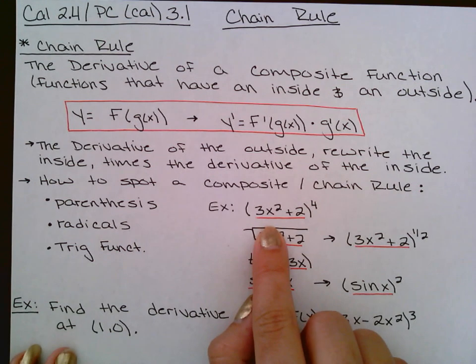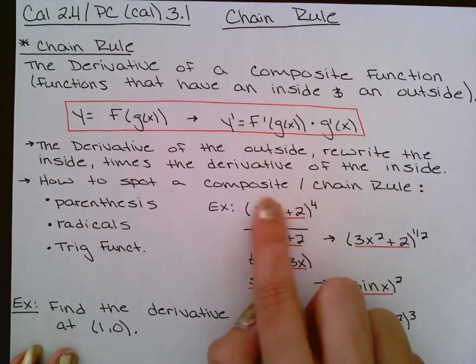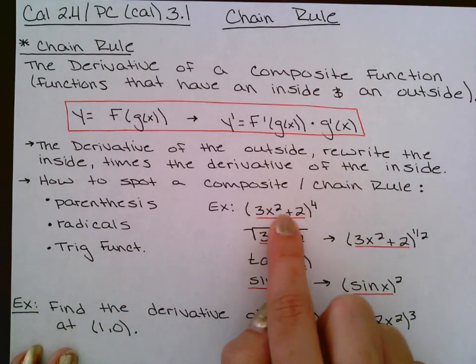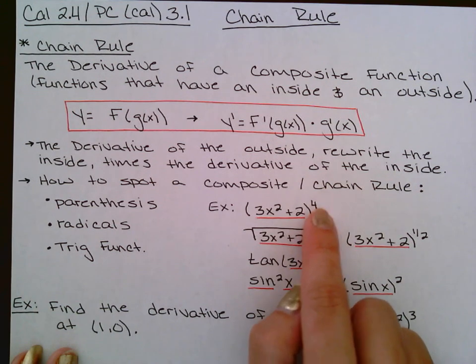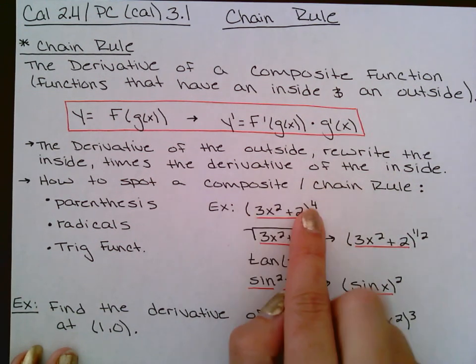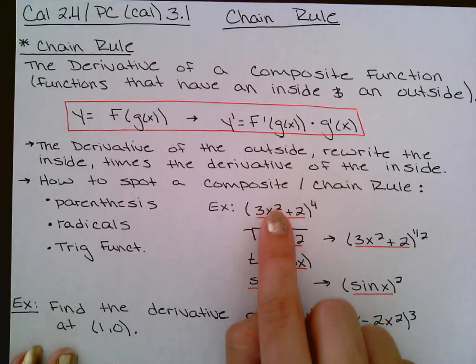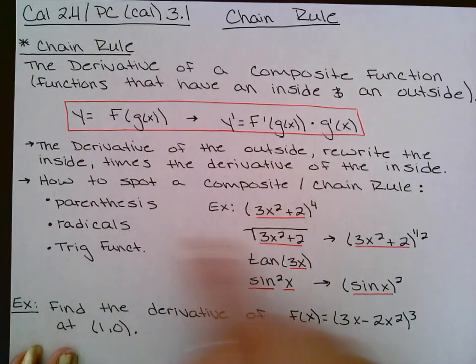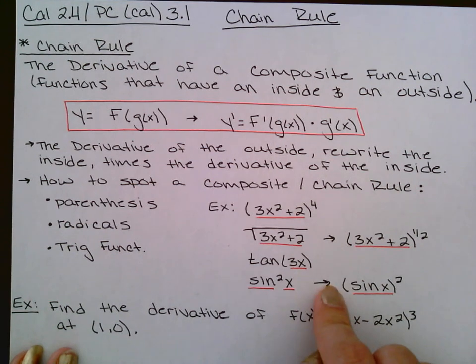So in this case, I spot the parentheses. The inside is a 3x squared plus 2, and the outside would be the 4, okay? So something to the fourth would be the outside, and this would be the inside. Anytime I put arrows, it's because they require rewriting, okay?